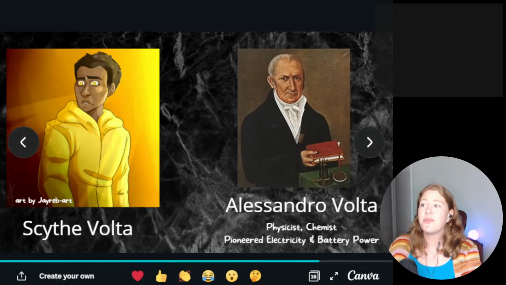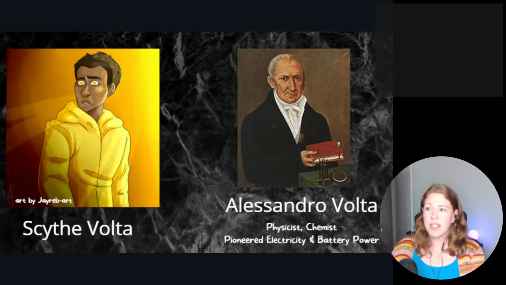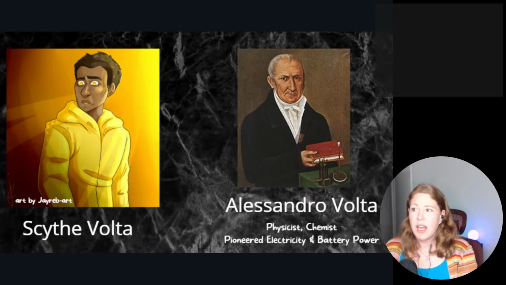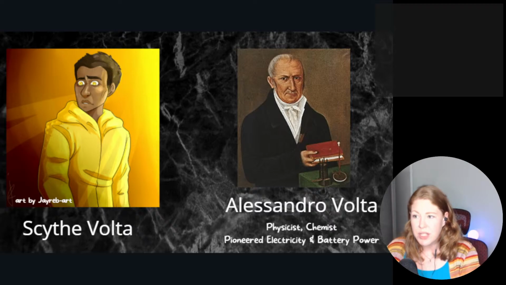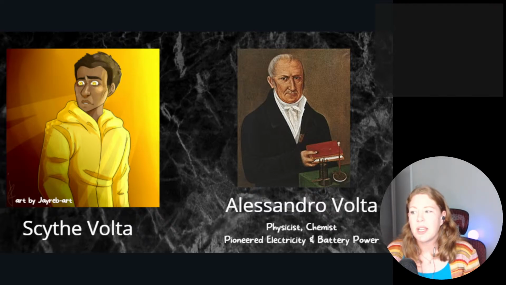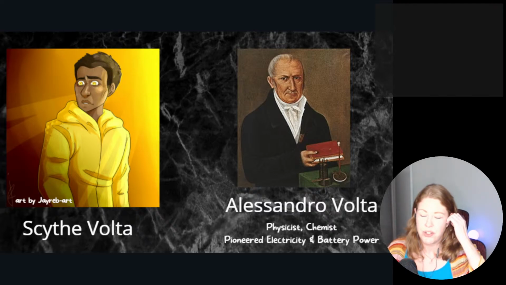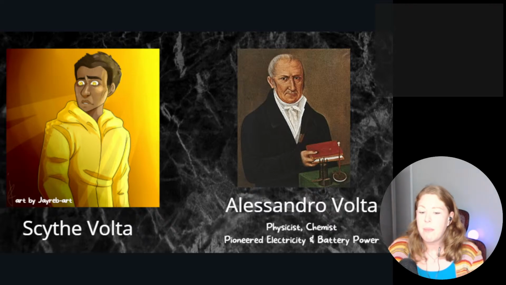Let's talk about Scythe Volta. Look at this beautiful art by J. Reb, found on DeviantArt. Scythe Volta's patron historic is Alessandro Volta, who was a physicist, chemist, and pioneered electricity and battery power. This is why it's so funny that Volta was not a junior Scythe to Scythe Faraday, because it almost seems like he should have been, since both of them have chosen patron historics that have to do with electricity.